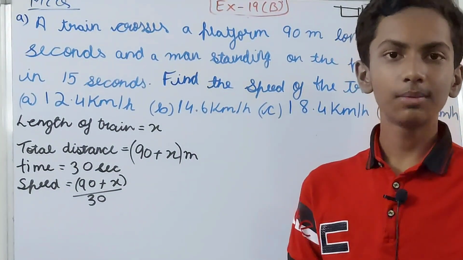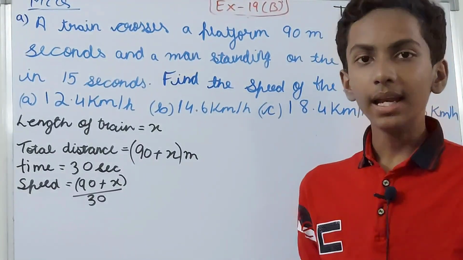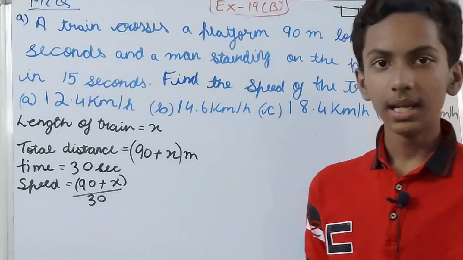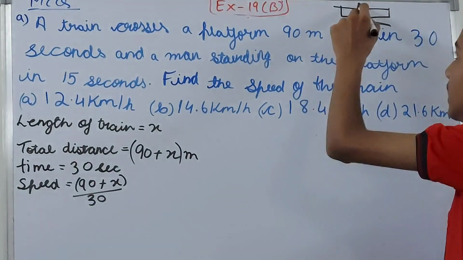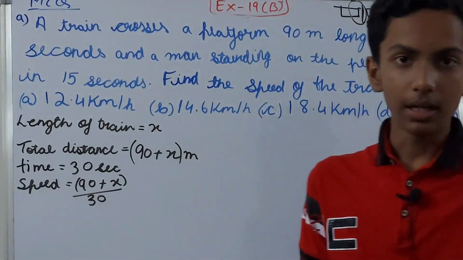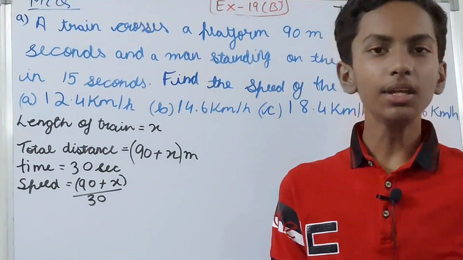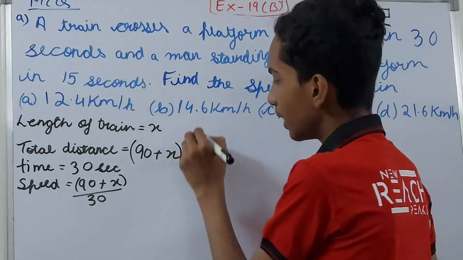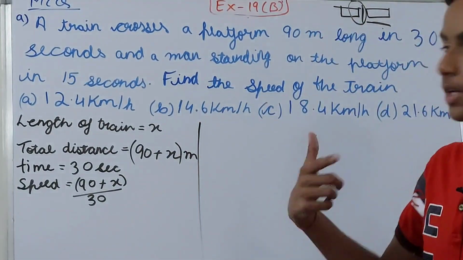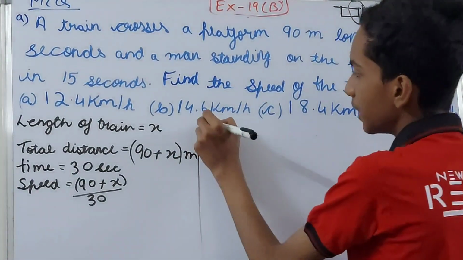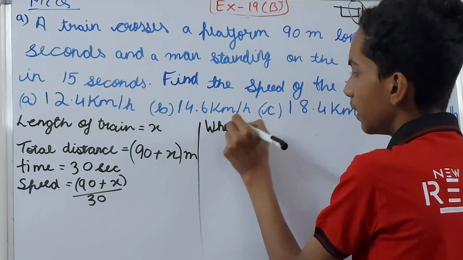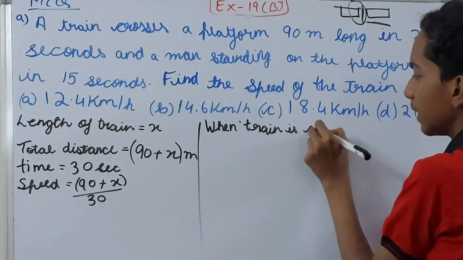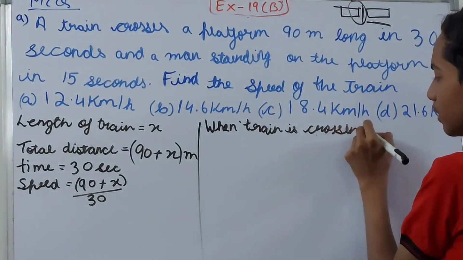In such cases, when there is something like a pole or a man, which is not very long in length, basically when there is a man in front of the train, then only the distance of the train is counted, nothing else. So now come to that part, when the train is crossing the man. I'll just put it here, when the train is crossing the man.